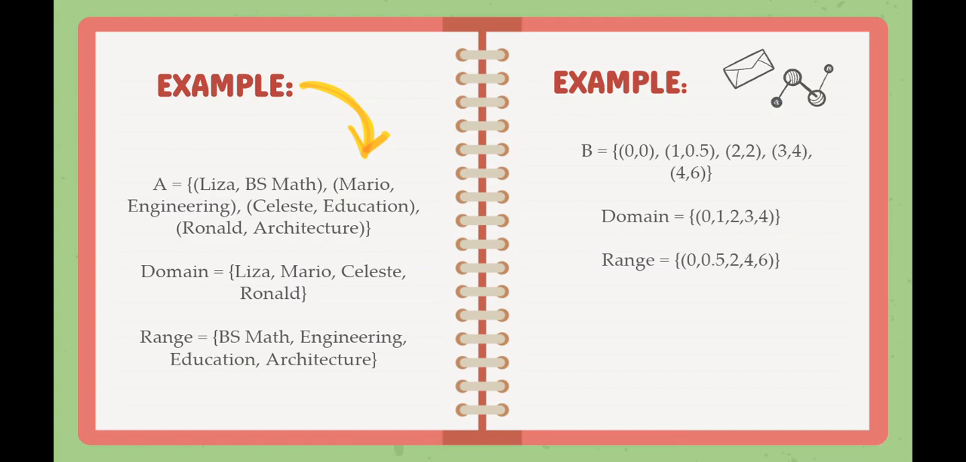Katulad nito sa B, sa set B. Halimbawa na lamang po, ang given relation po natin or the set of ordered pairs is (0, 0), (1, 0.5), (2, 2), (3, 4), and (4, 6). So, para makuha po natin yung domain, ililista lang po natin or kukunin po natin yung mga nasa x values. So, ang mga nasa x values, we have 0, 1, 2, 3, and 4. While sa range naman, we have 0, 0.5, 2, 4, and 6.